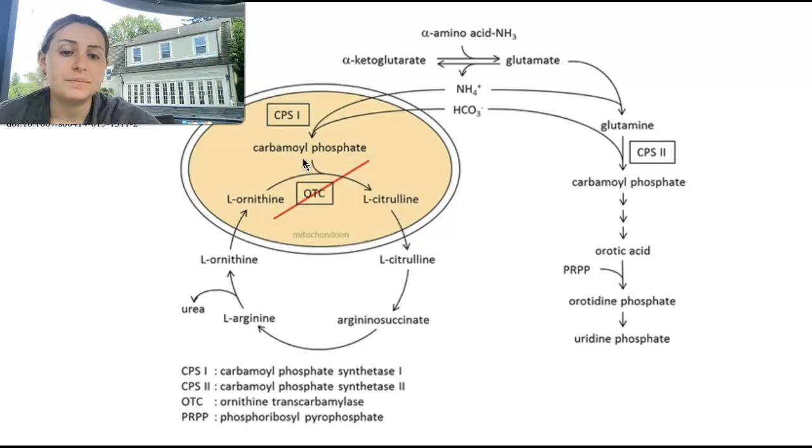So a buildup of carbamyl phosphate can lead to an increase of pyrimidine synthesis and then an increase of that orotic acid found in the urine.